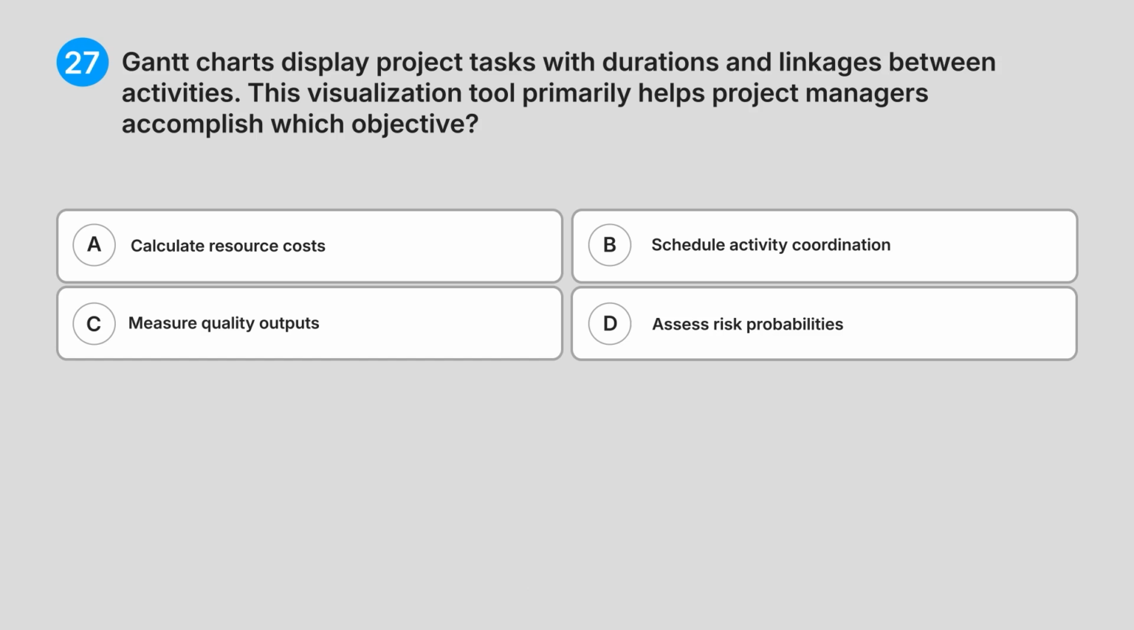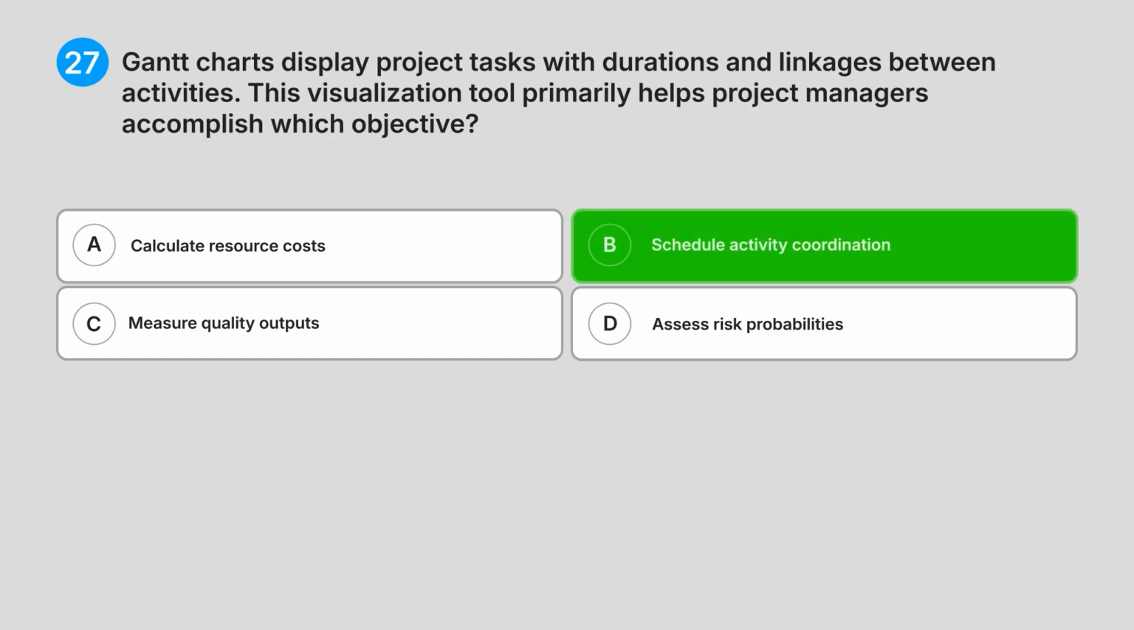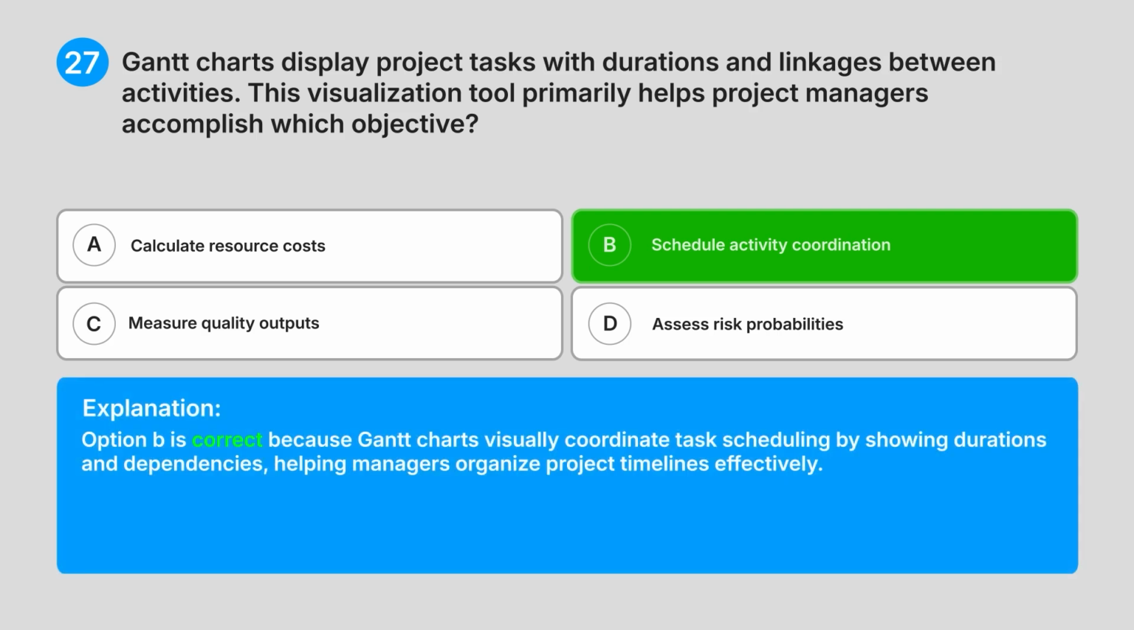Correct answer, B, schedule activity coordination. Explanation. Option B is correct because Gantt charts visually coordinate task scheduling by showing durations and dependencies, helping managers organize project timelines effectively.